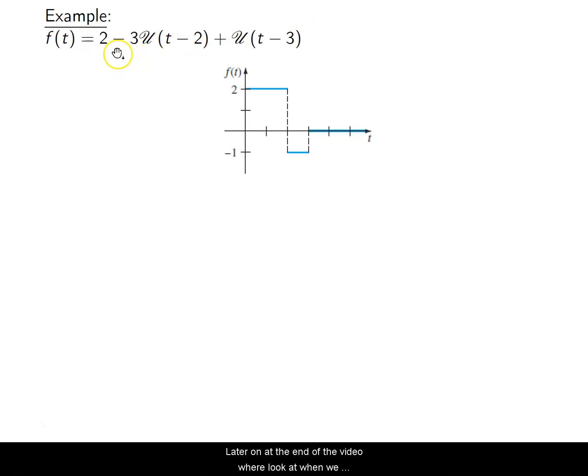Later on at the end of this video, we'll look at when we have actual functions, like x squared, and we'll look at how that affects our function.